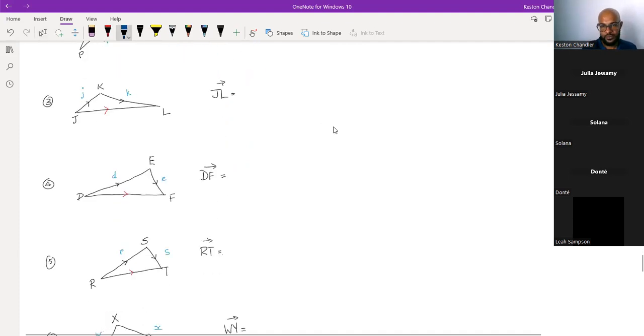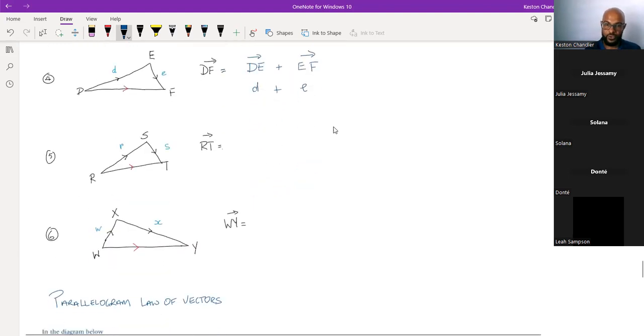Same thing again. J, I write the outside, then I do the inside. JK is little j, and KL is little k. Right? Outside, inside. See how easy? DE is little d, and EF is little e.